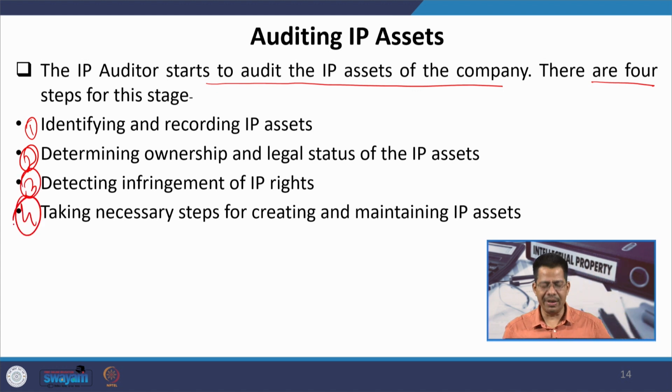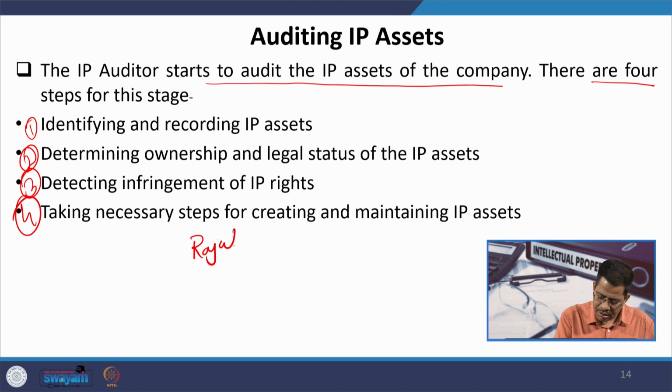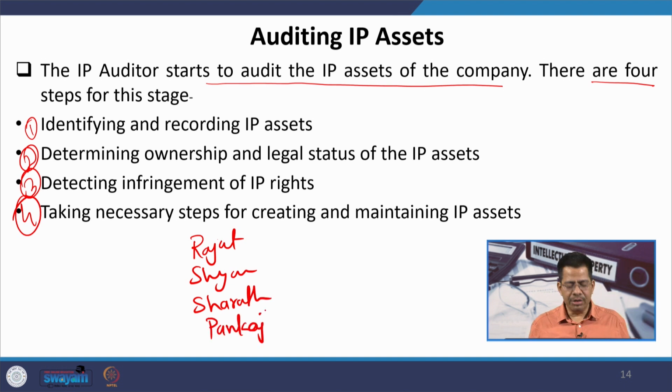Identifying and recording the IP assets, we can follow a particular classification scheme. Determining ownership and legal status of the IP assets. So, let us say Rajat, Shyam, Sharad and Pankaj. You need to see how many IP assets I have, and then whether it is owned by Rajat, owned by Shyam, owned by Sharad, or owned by Pankaj.